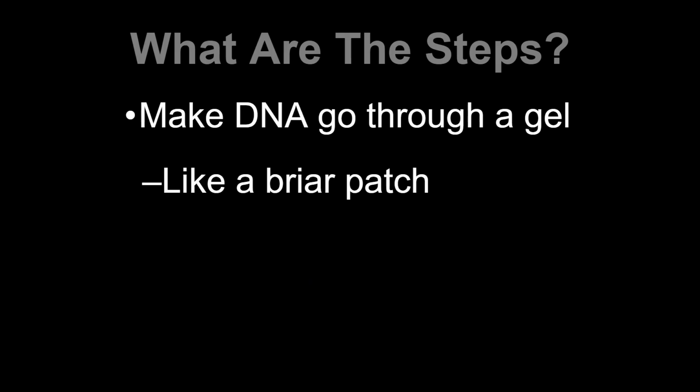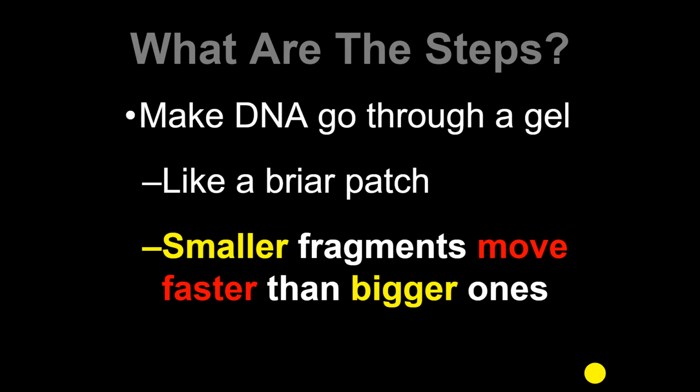Next, what we're going to do is make the DNA go through a gel. And this is what the gel electrophoresis part is. So we're going to use a gel and we're going to use electricity to pull the DNA through the gel. And the gel is kind of like a briar patch. And so smaller fragments are going to be able to move faster through that briar patch than larger fragments. Just like a rabbit is able to move through a briar patch faster than a dog.